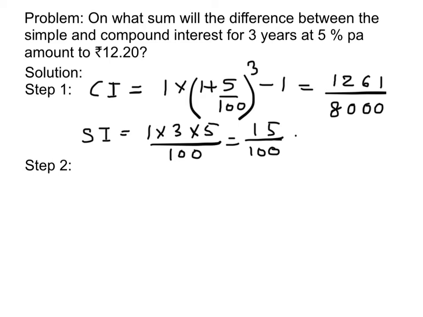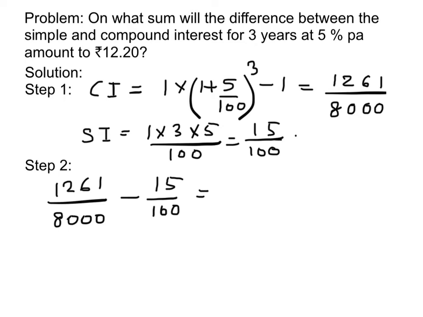Now it's been told the difference between the compound and simple interest. So 1261 by 8000 minus 15 by 100. What is it? Equal to 61 by 8000.